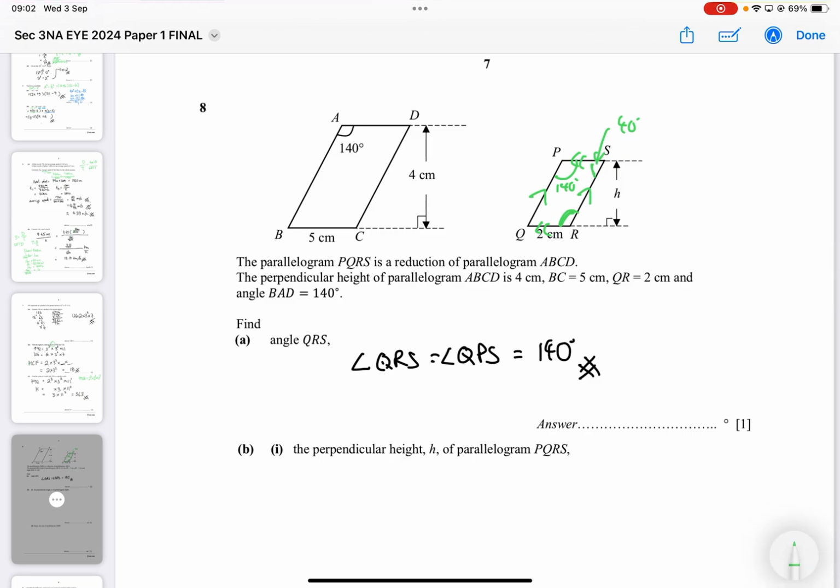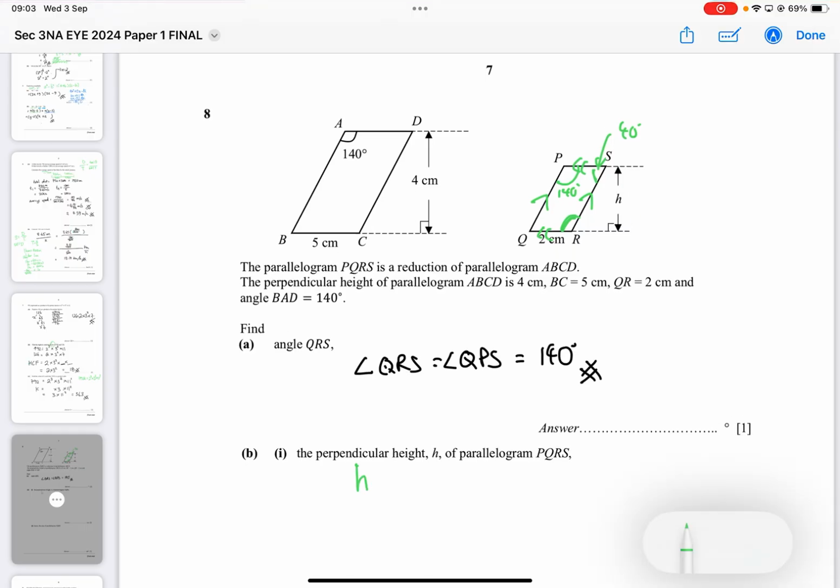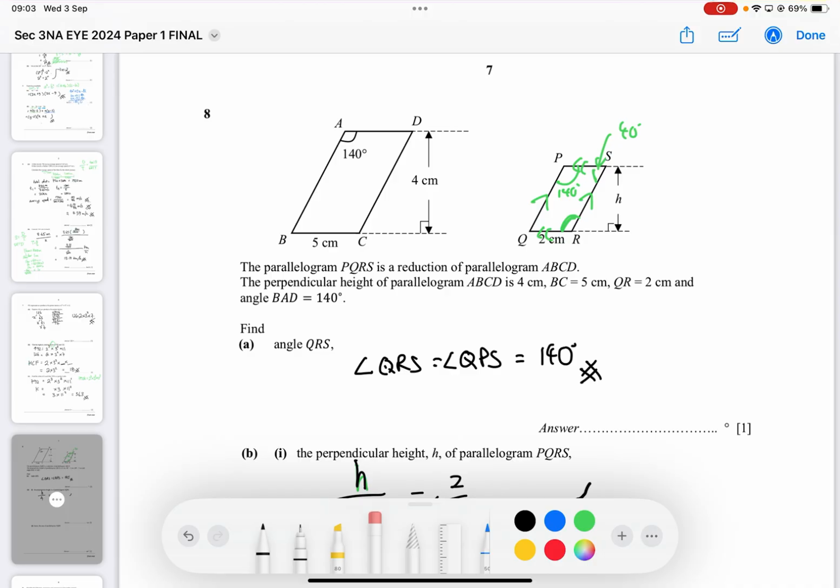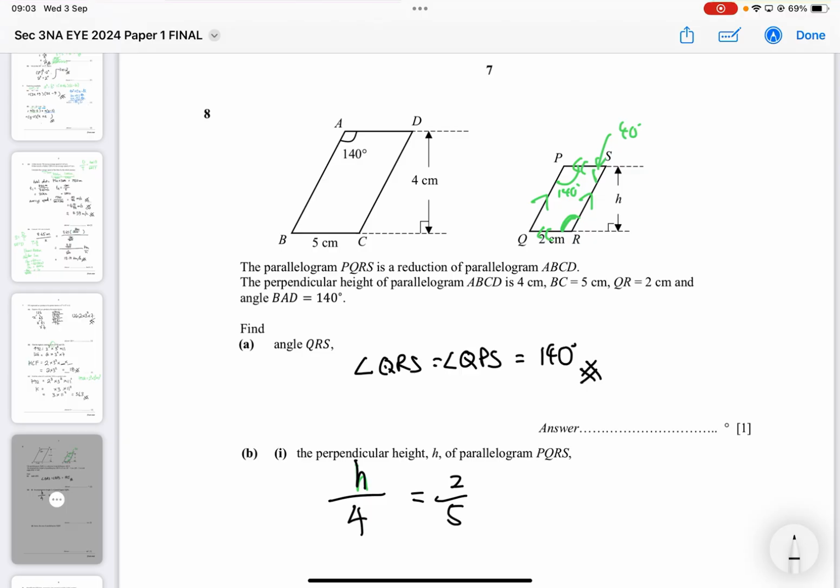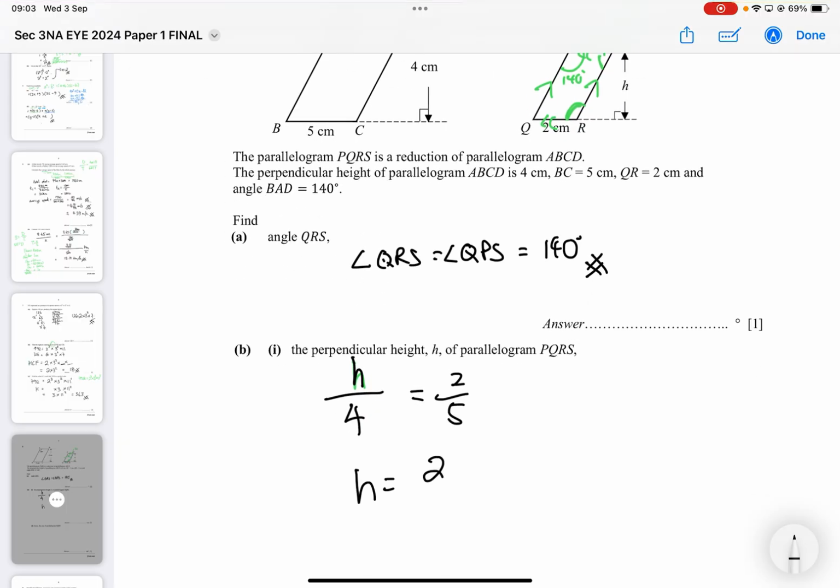Perpendicular height h. They are similar figures, so the height here will also have the same scale when compared to the height here. So I put my h. The ratio or the scale factor of h over 4 is the same as the corresponding side over the corresponding side, shorter over longer, shorter over longer. They should give me the scale factor, so they should give me the same number. Then your algebra comes in. Multiply both sides by 4.